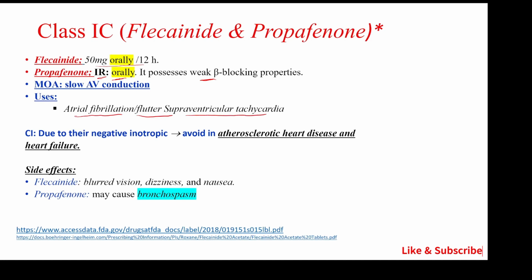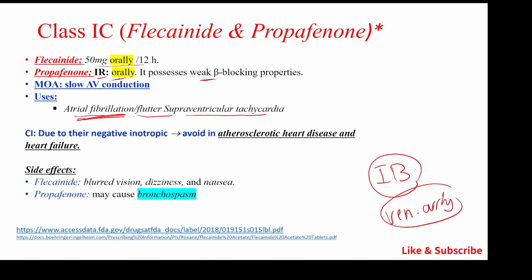So if you remember, I will go back a little bit. If you remember class 1B, mainly used for patients suffering from ventricular arrhythmia. However, class 1C we use for the atrial fibrillation, atrial flutter, and anything above the ventricle. We're talking about the supraventricular.